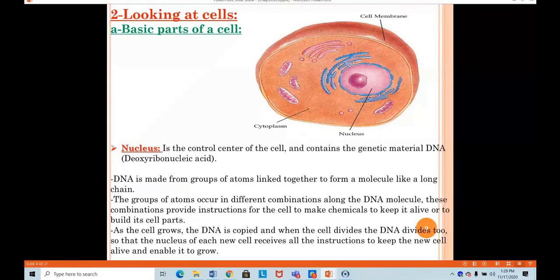From the chemistry point of view, how will you explain a DNA? You will say it is a molecule which is made up of many atoms which are linked together. All right? Yes. Okay, great.